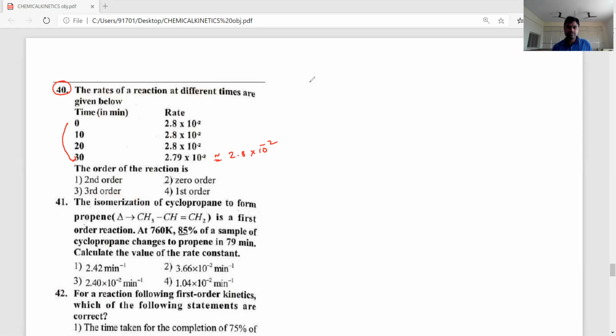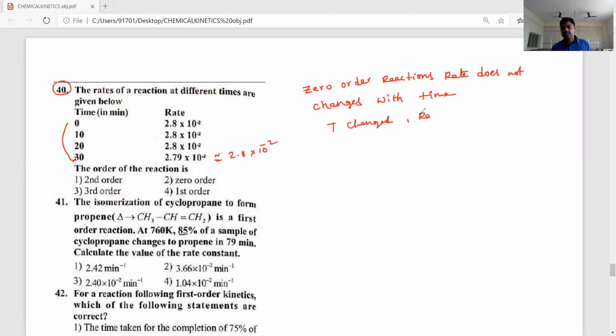Okay, means time is independent. For zero order reactions, rate does not change with time. See here, time is increasing, but rate is constant. If time changes, t changed, but rate is constant. That's why, therefore, the order of reaction is zero order reaction.